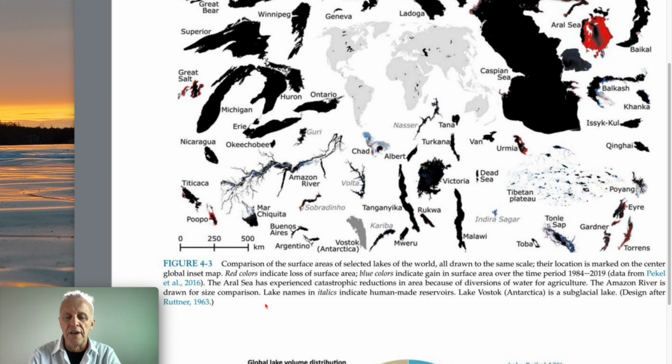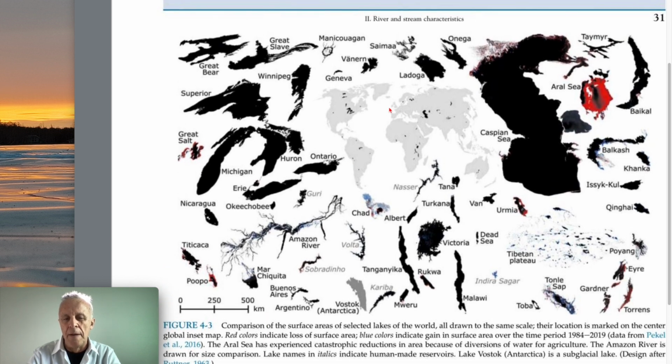The next figure shows the lakes proportionally by surface area and their distribution in the world. The red color indicates loss of surface area, and the blue colors indicate gain in surface area over the time between 1984 and 2019. The Aral Sea has experienced catastrophic reductions in area because of diversion of waters for agriculture. The Amazon basin is drawn for size comparison, and lake names in italics indicate human-made reservoirs. Lake Vostok in Antarctica is a subglacial lake.